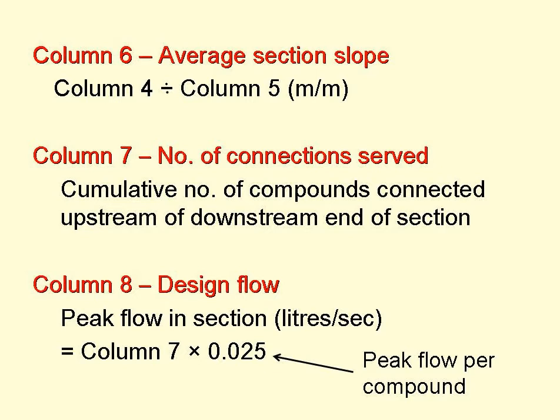Column 6 is the average section slope, so that's column 4 divided by column 5. Column 7 is the number of connections served, and this is the cumulative number of compounds connected upstream of the downstream end of each section. Column 8 is the design flow. That's the peak flow in the section in litres per second, so that equals the number of connections served, given in column 7, times the peak flow per compound, which we have already calculated as 0.025 litres per second.